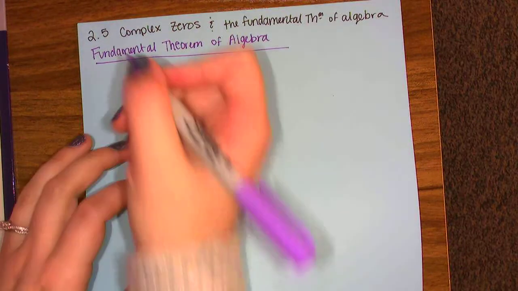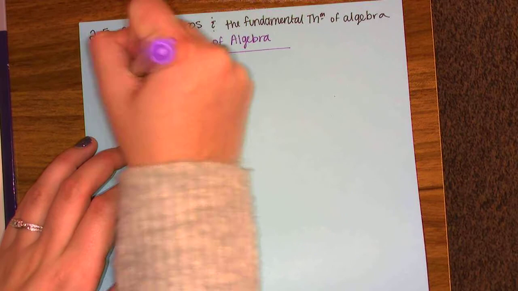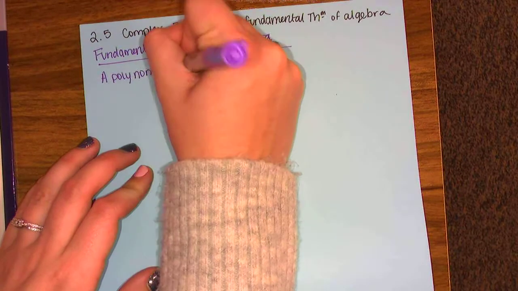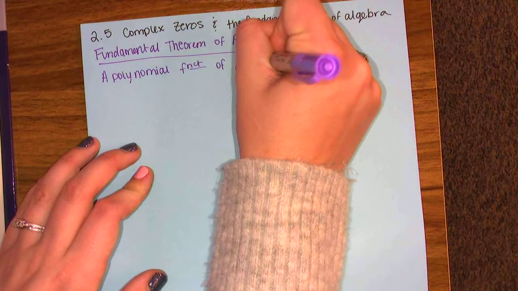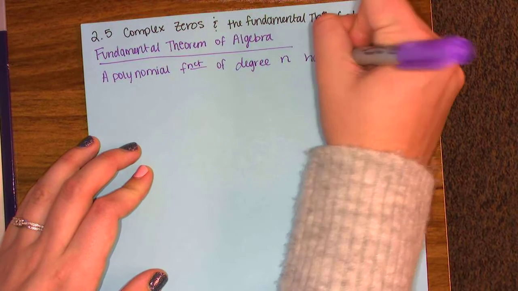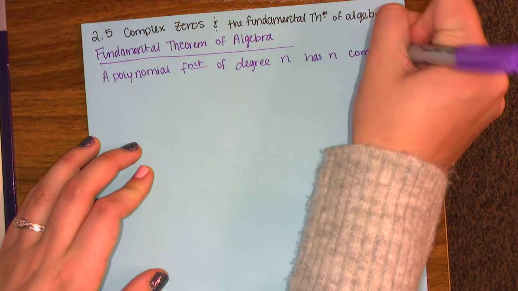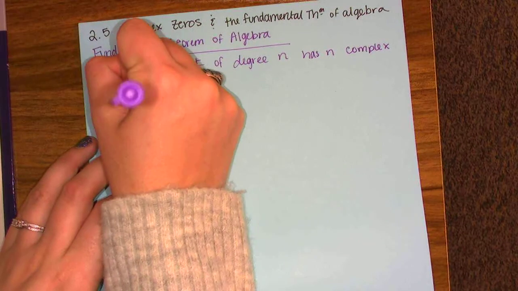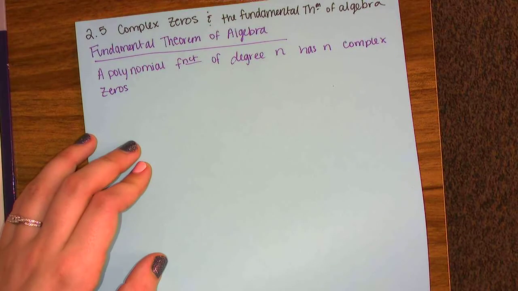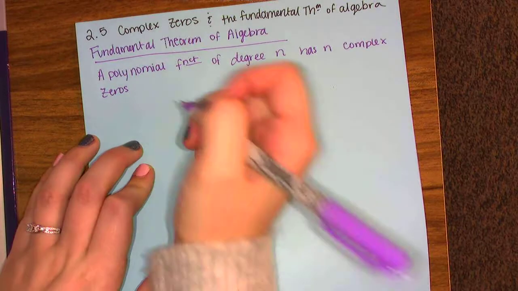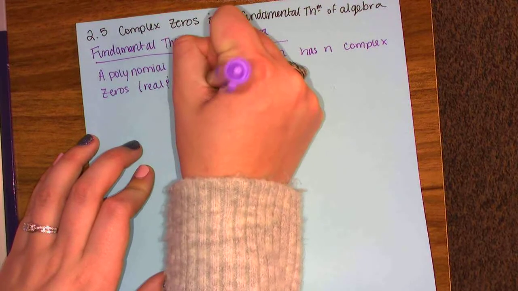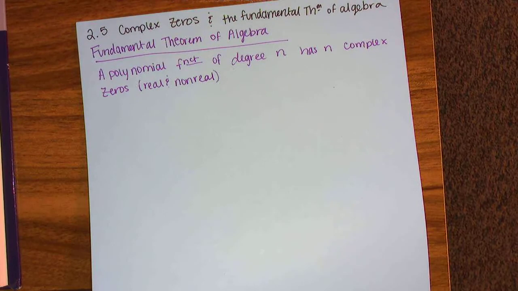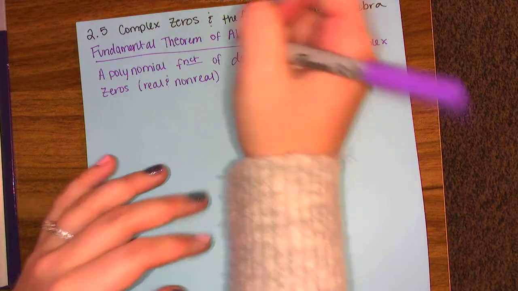And so this says a polynomial function of degree n has n complex zeros. So n is just some number of them. And this could be real and non-real. And some zeros may be repeated.